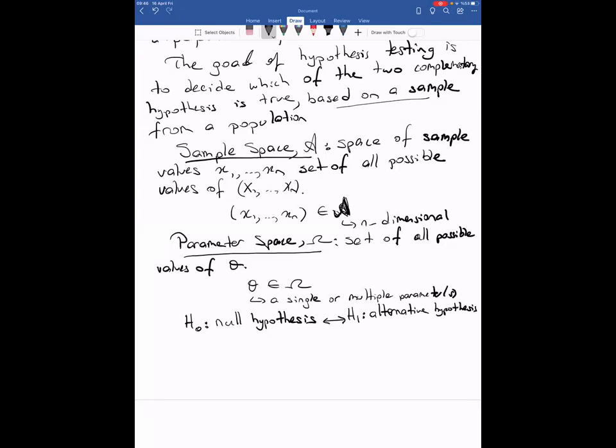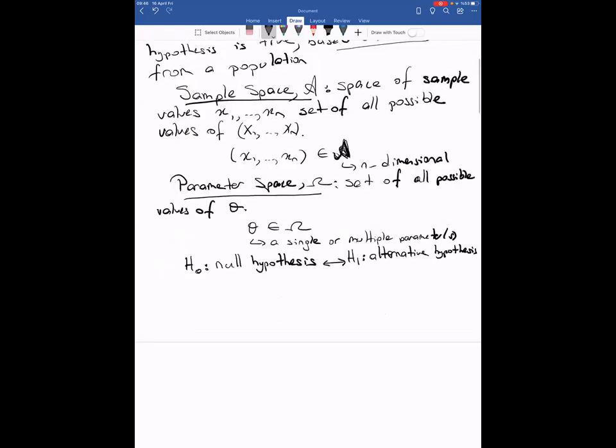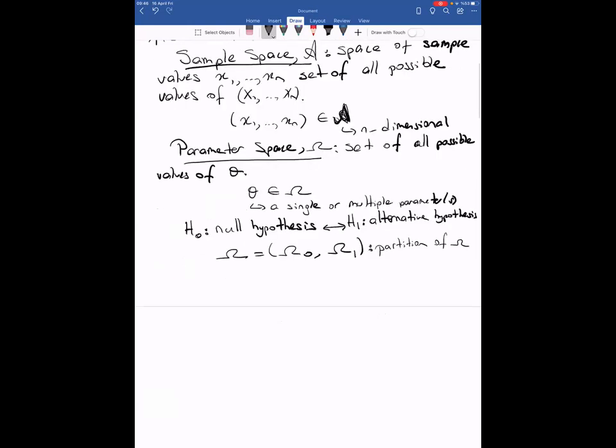Okay, so basically we have two mutually exclusive areas when we consider our parameter space. Our parameter space consists of the parameter space of the null hypothesis and the parameter space of the alternative hypothesis. Basically, we are partitioning our whole parameter space. Similarly, we can partition our sample space: the region where we reject our null hypothesis, the critical region, and the non-critical, or acceptance, region.